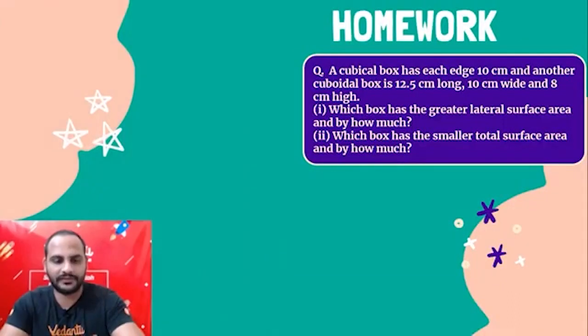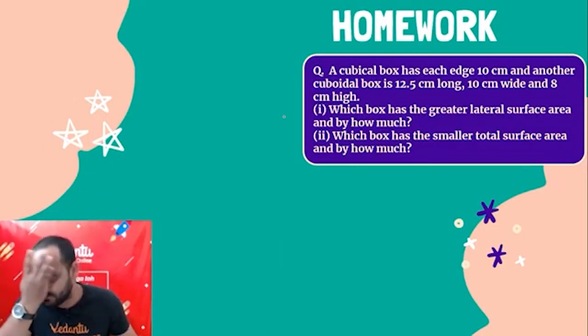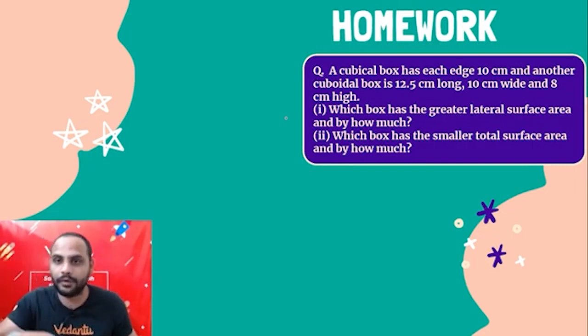So first of all, let us discuss the homework question. This was the homework question which I gave you in the previous class. Cubical box has edge 10 centimeter. Another cuboidal box is 25 centimeter long, 10 centimeter wide, and 8 centimeter high. LBH is given. Which box has greater lateral surface area and by how much? Which box has small total surface area and by how much?